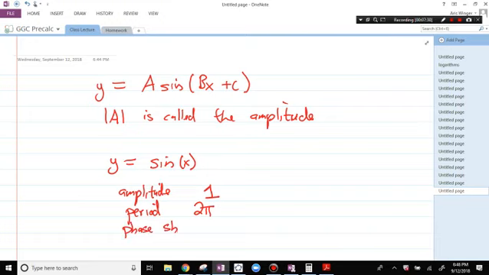The phase shift is movement left or right. I'm not moving it at all. This is the original function, so I'm not going to move it at all. Okay. Questions there?